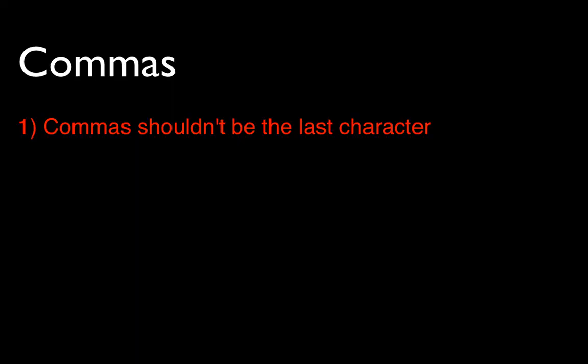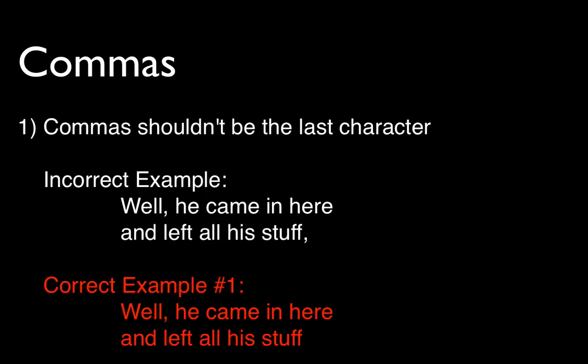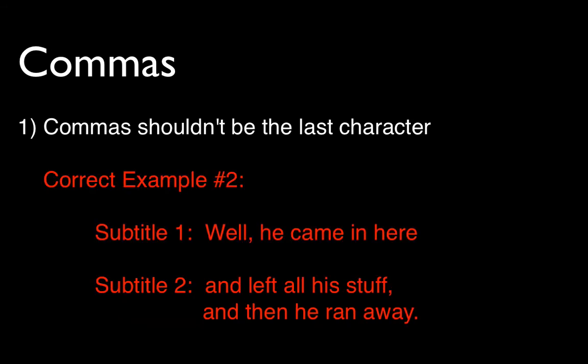First up is commas. You really want to avoid what's called a lingering comma, which is when a comma is the last character of a subtitle. Don't do this. If you think a comma needs to be the last character of a subtitle, you can actually exclude it. The other option is to reorder the subtitles so that the phrase with a comma is on the first line of a subtitle with more text underneath that.